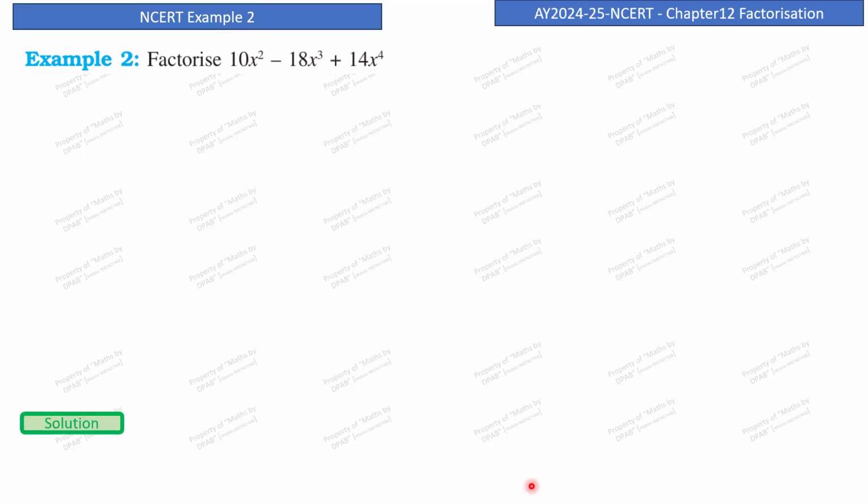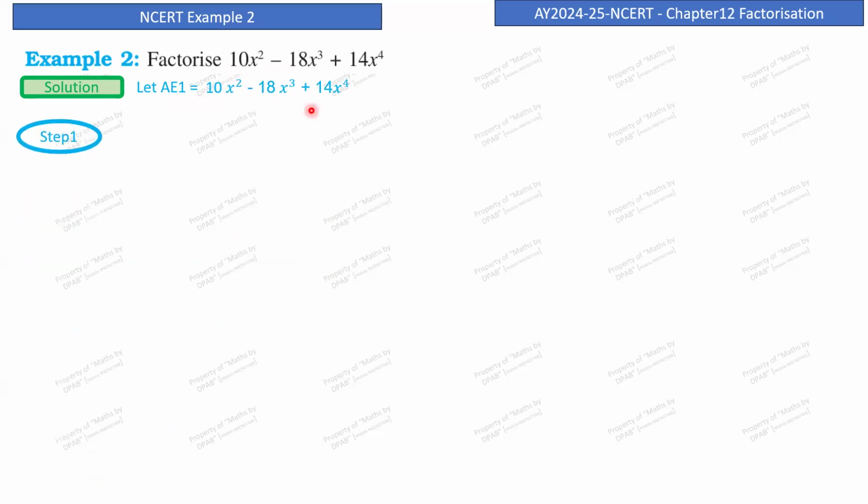Okay, let's get into the real video now. So we need to factorize 10x squared minus 18x cubed plus 14x to the power 4, right? So let us consider as usual the given algebraic expression as AE1, algebraic expression 1. So that's what we have written here.